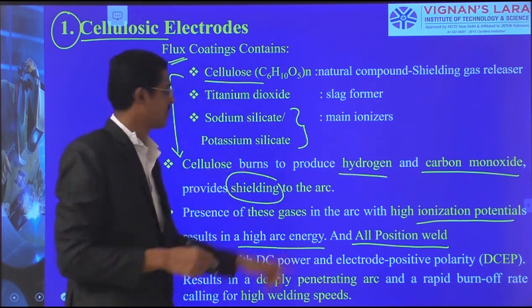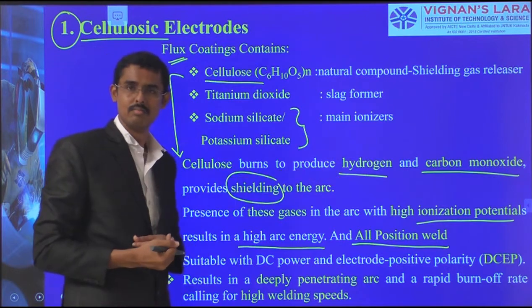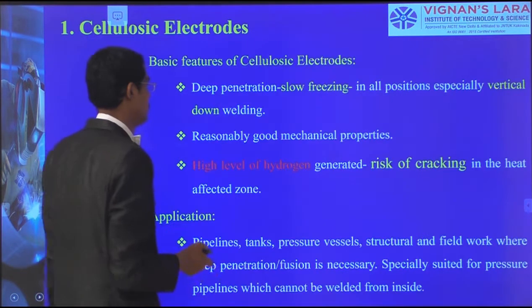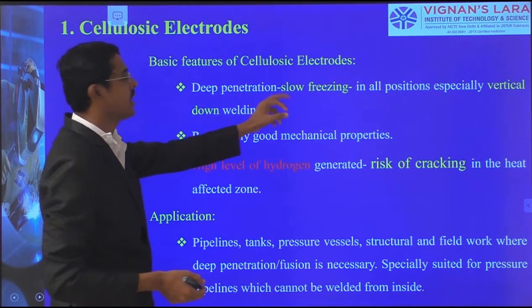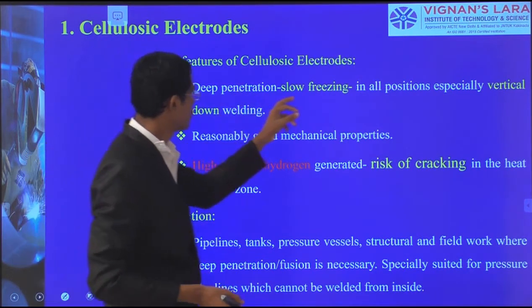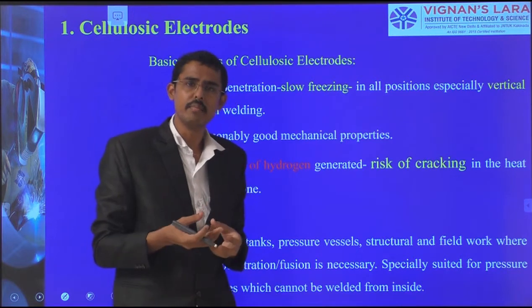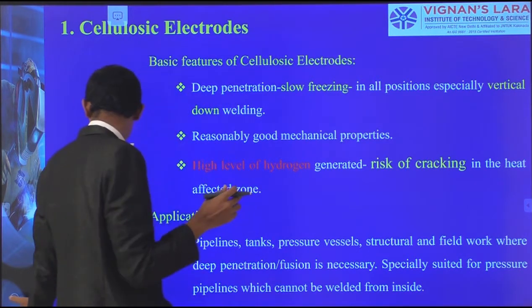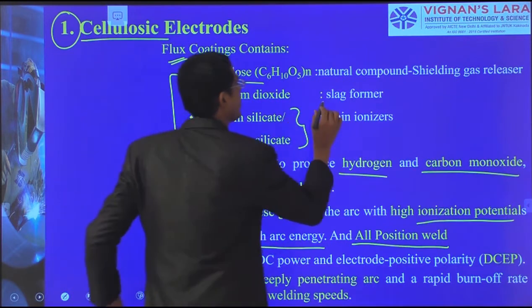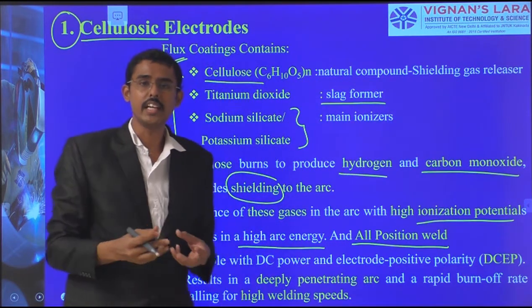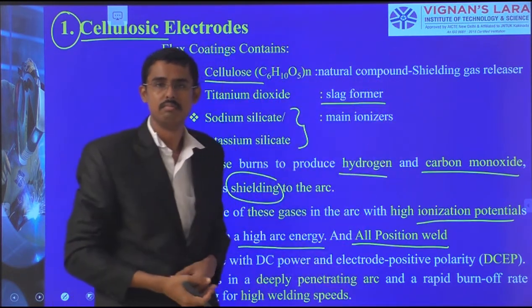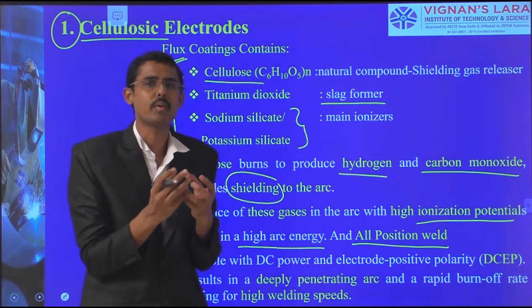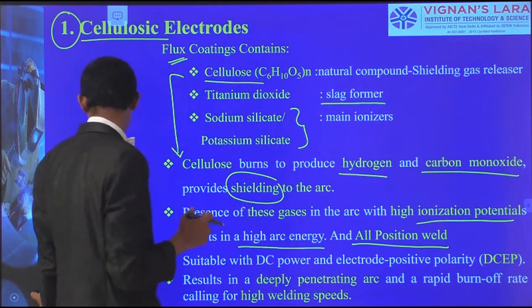But one problem is there. It produces hydrogen. Hydrogen embrittlement will come. That we have to see in the next slide. So there is deeper penetration, and due to slow freezing, it is heated but slowly freezing. Due to this slag former, which I have written here, the heat cannot be extruded outside. Therefore, it will be slowly cooled in such a way that crack propagation can be avoided.